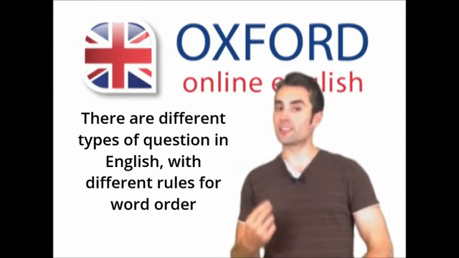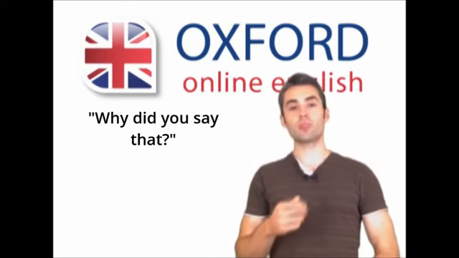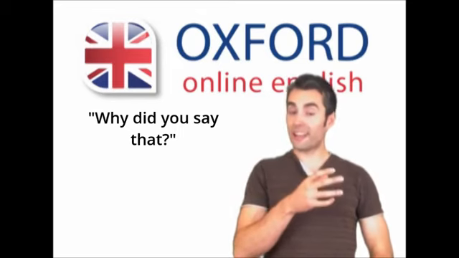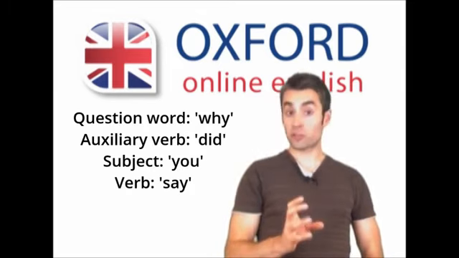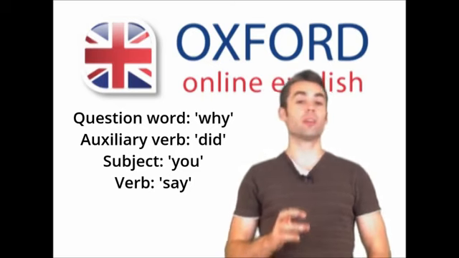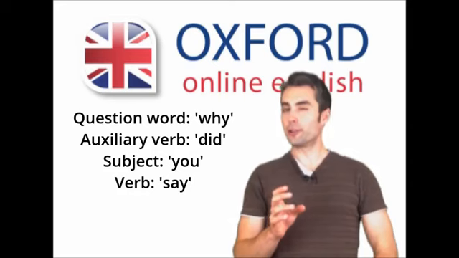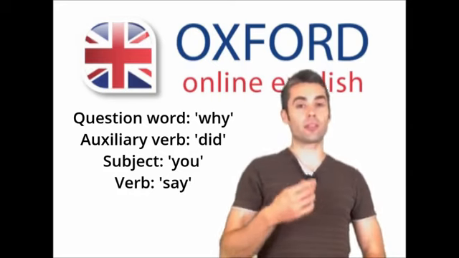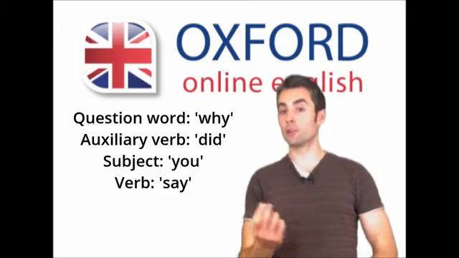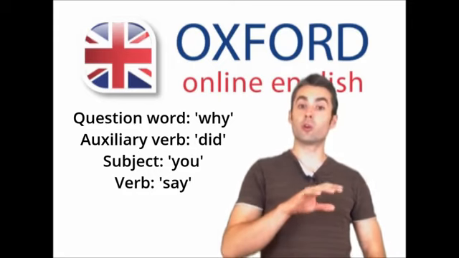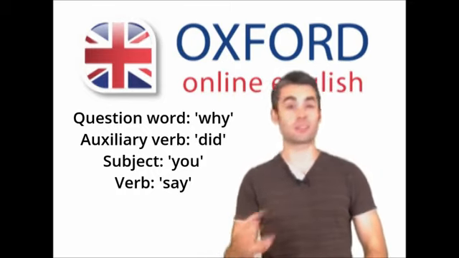Okay, let's look at an example of a question. Why did you say that? What does this question contain? Well, let's look. This question has a question word, why, and an auxiliary verb, did. An auxiliary verb is a helper verb. It's there to make the question. It doesn't have its own meaning. You use different auxiliary verbs depending on the verb tense, so present, past, future, perfect, and so on.